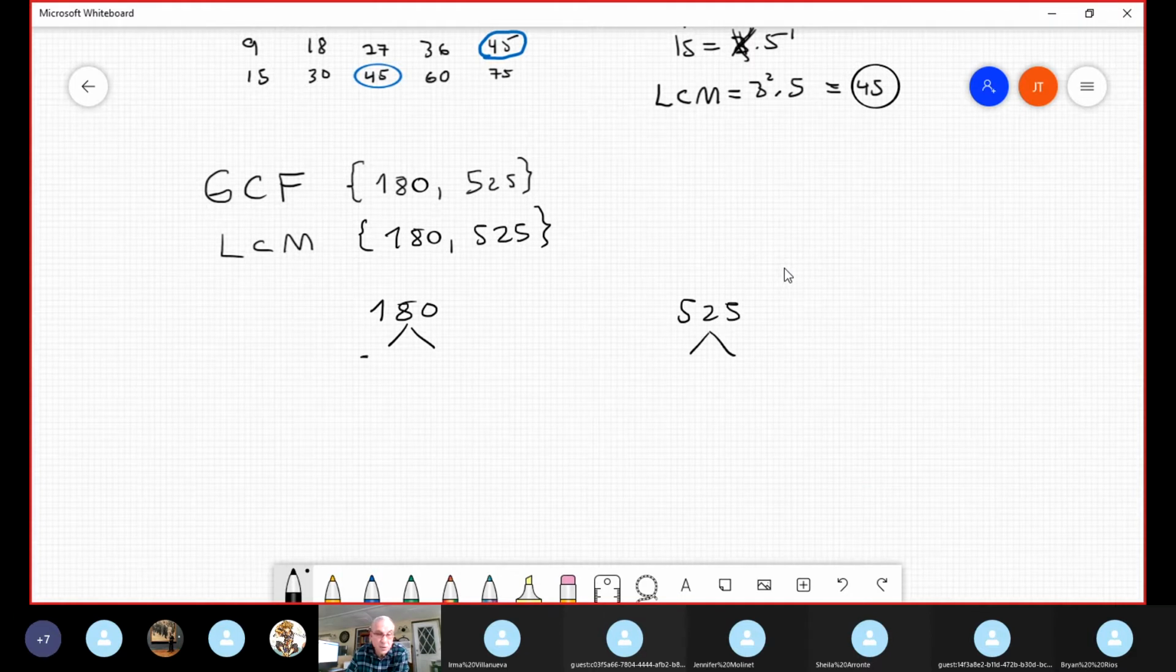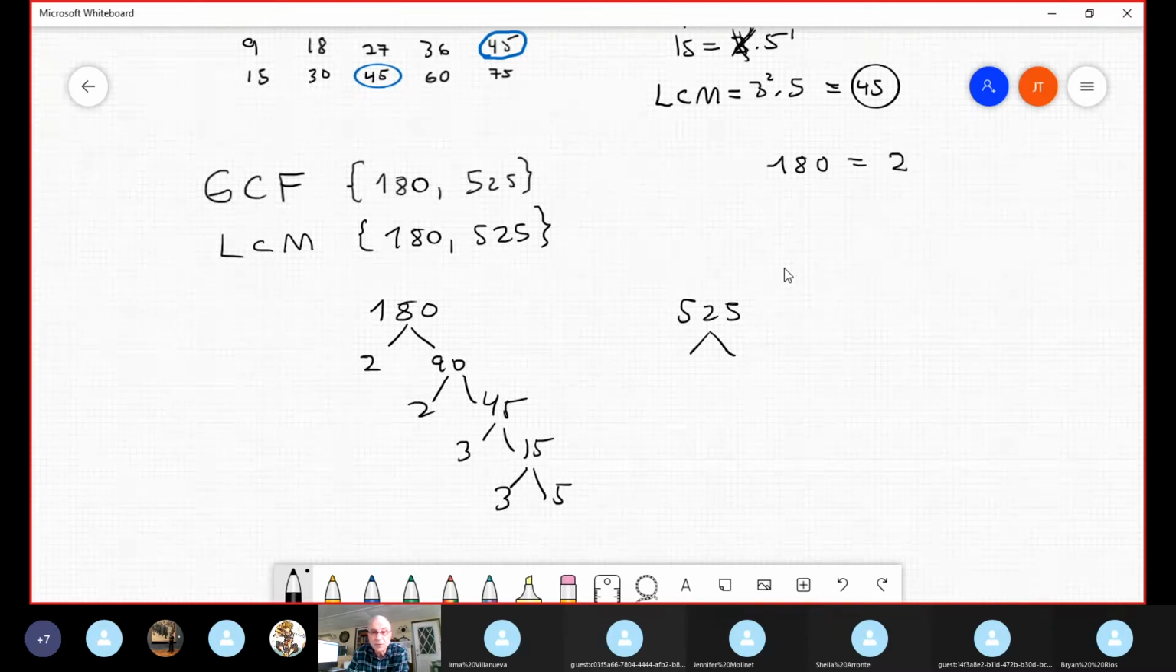When I did that, it's 90 divided by 2, 45. 45 divided by 3 is 15. And 15 is 3 and 5. Okay, if you want to write it in compact way, 180 is 2 to the second power times 3 to the second power times 5. Everyone follow me so far, right? Right.